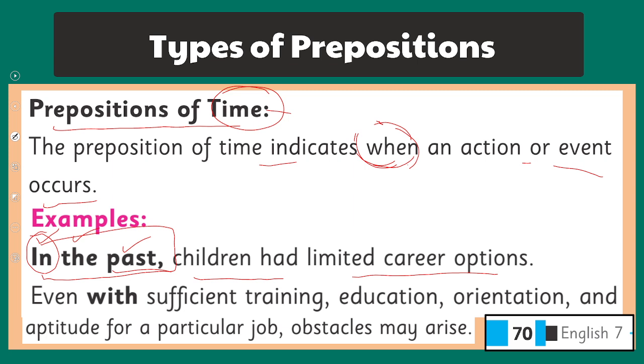In the past, children had limited career options, even with sufficient training, education, orientation, and aptitude for a particular job, obstacles may arise. Now, we have the preposition with. So, even with sufficient training. This is also a preposition of time.